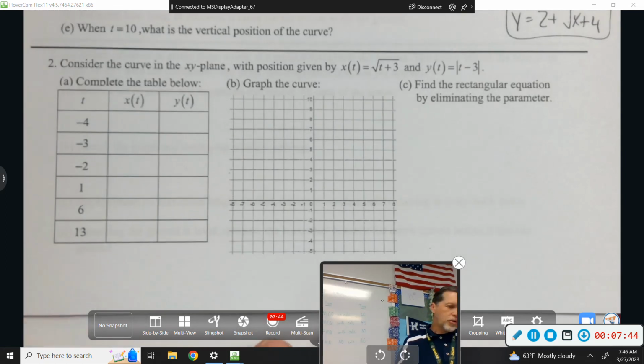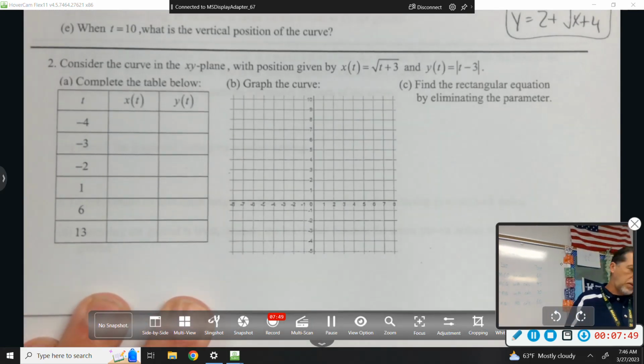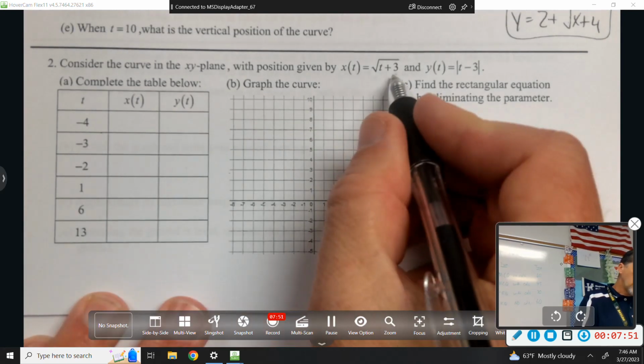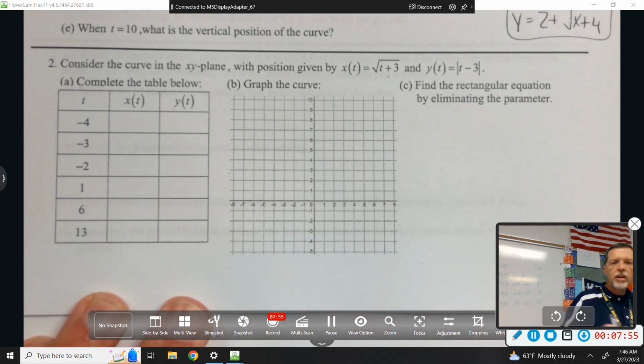All right, why don't you try 2a and b? We'll get to c together in a minute, but you try a and b. So plug in -4 into x and y, -3 into x and y, get the table of values, and plot the graph.